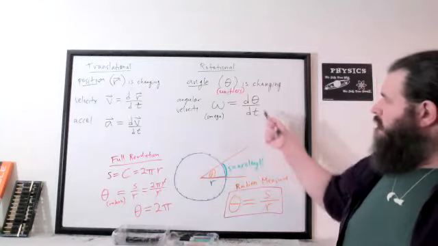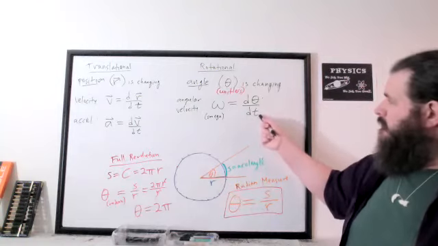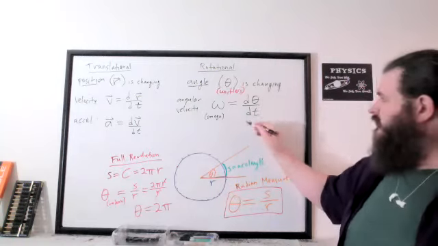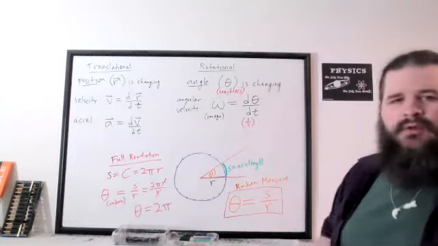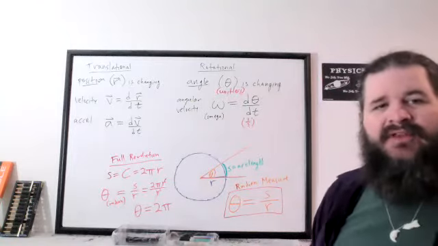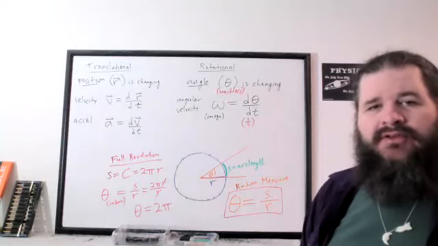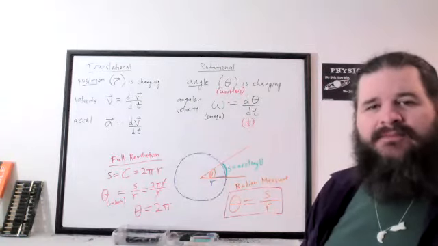And then theta over time, that's unitless divided by seconds. So this is just going to be in units of 1 over seconds. We would often read it as radians per second, but radians is unitless. So strictly speaking, it is just 1 over seconds.